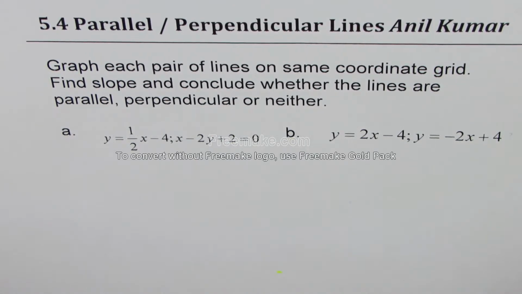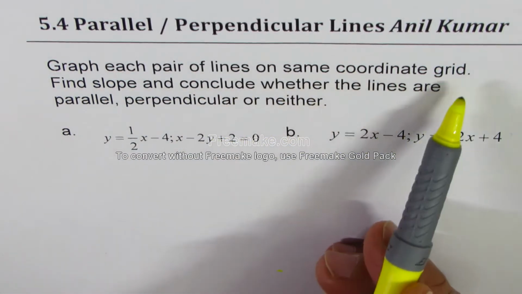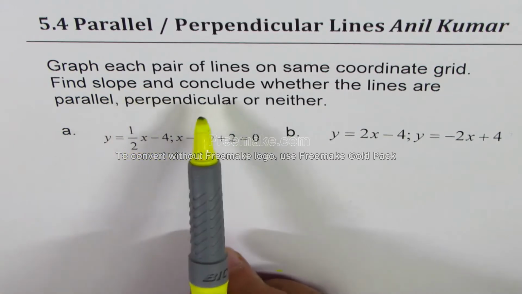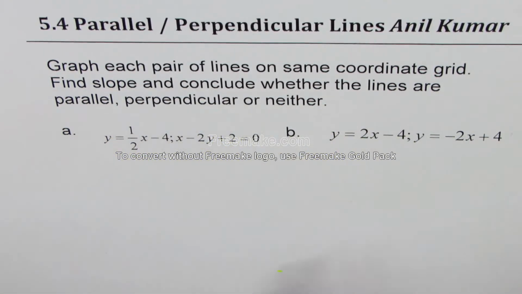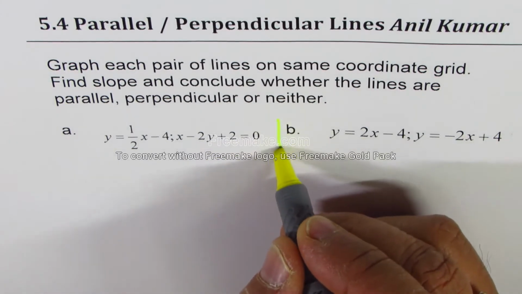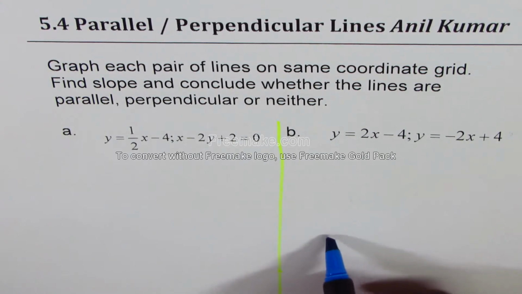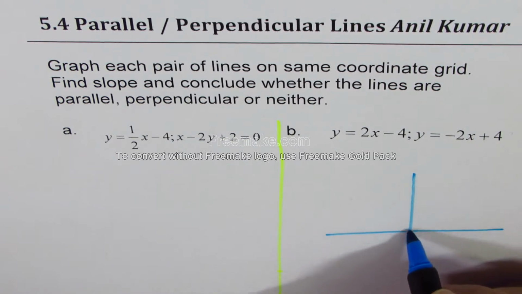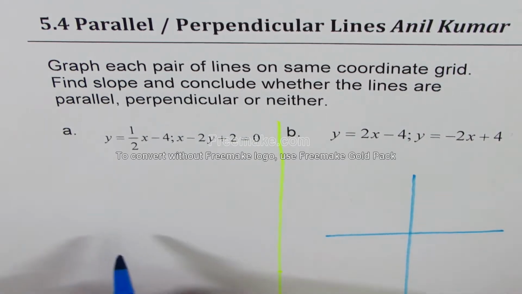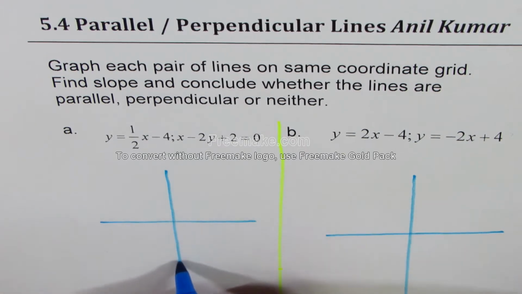The question here is, graph each pair of lines on the same coordinate grid, find slope and conclude whether the lines are parallel, perpendicular or neither. So we have two parts here. You need to pause the video, answer the question and then look into my suggestions, right? So what I will do here is I'll sketch the graphs of these lines. Once you're done with your work, you can always check your solution.